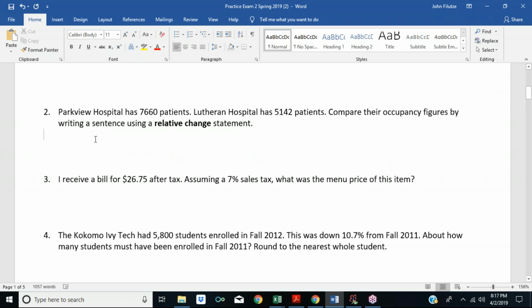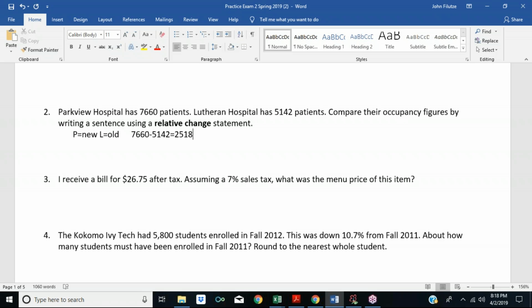Okay, so if we do number 2, now this one leaves it open as to which one is the new and which one is the old. So I'm going to say Parkview is the new, Lutheran is the old. Okay, so I'm going to do 7660 minus 5142, and then let's see what that is. Help me out, how much is that? 2518. All right, so that's 2518.